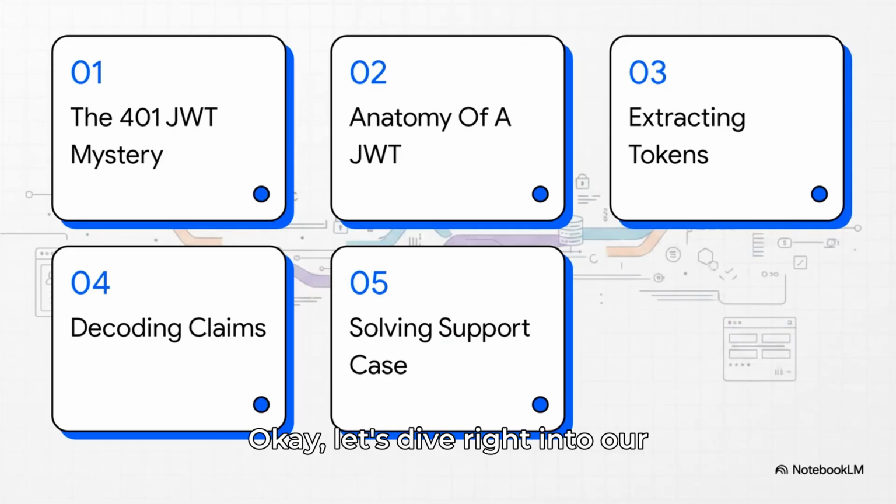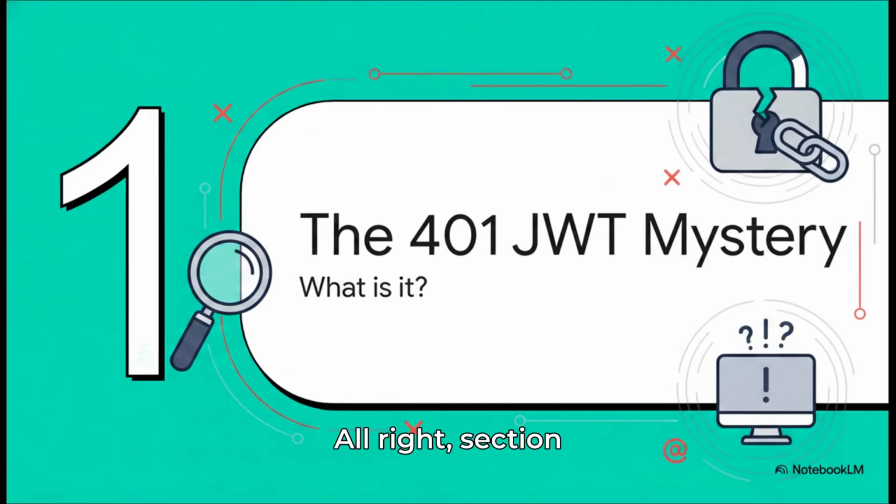Okay, let's dive right into our mission briefing. We've got 5 stops today. 1. The 401 JWT mystery. 2. Anatomy of a JWT. 3. Extracting tokens. 4. Decoding claims. And finally 5. Solving a support case. Let's get to work.